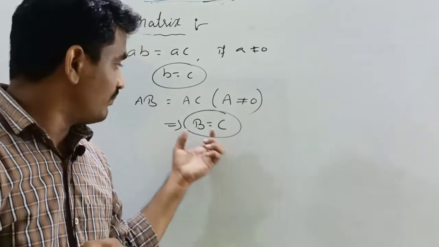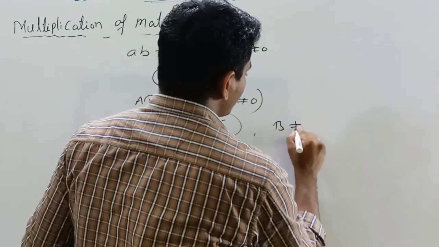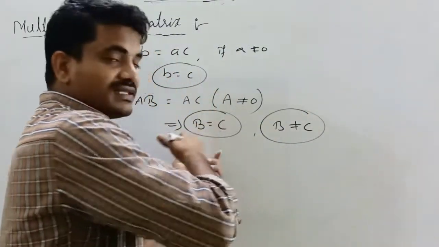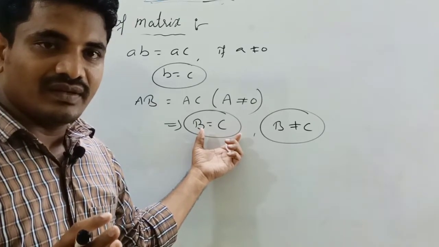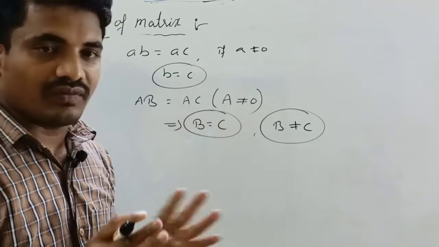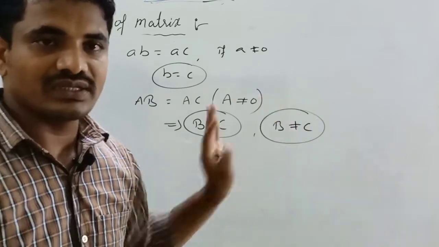AB not equals to BA... Actually, it is AB is not equals to BC, and it is not necessary to get like this. It is not necessary. Okay. AB equals BC is not possible to get like this, but always we can get AB is not equals to BC.